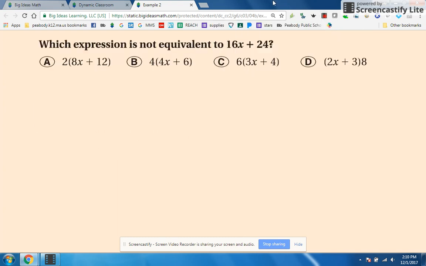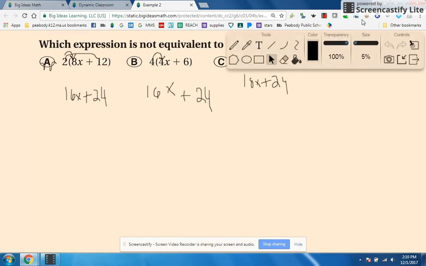All right, let's take a look at this one. It says, which expression is not equivalent to 16x plus 24? So they're giving us a couple of distributive properties, and they want us to do the distributive property and see which one doesn't belong. Okay, so let's try some of these. Oh, looks like my answers already came up for some reason, so let me just try this. All right, so let's take a look.